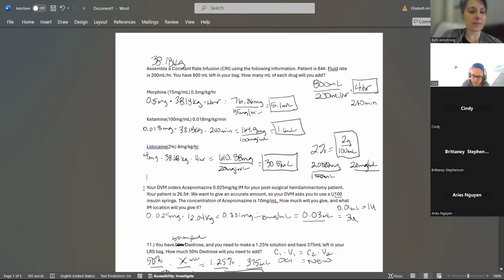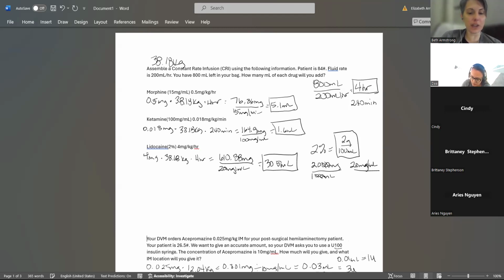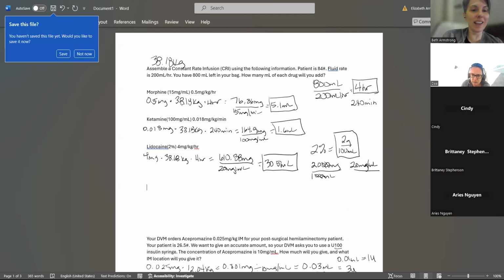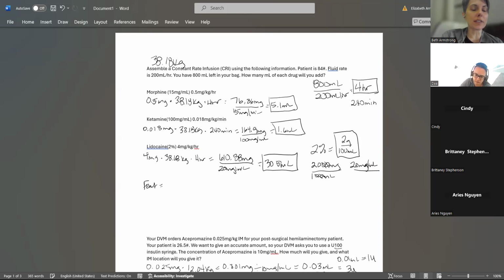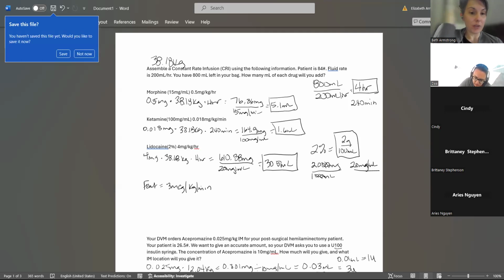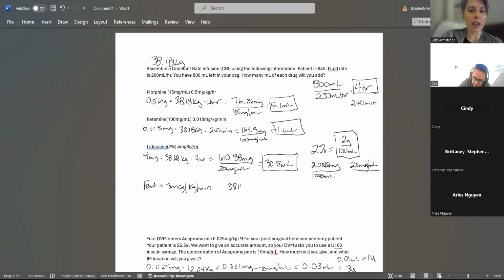Let's do this one, because this one might freak people out because it's in micrograms. You can probably know where I'm going here. Yes, fentanyl. So let's say we want our fentanyl to be at 3 micrograms per kilogram per minute. Just making something up. And we have a patient that's, let's leave him at that 38.18 kilograms, just for whatever.